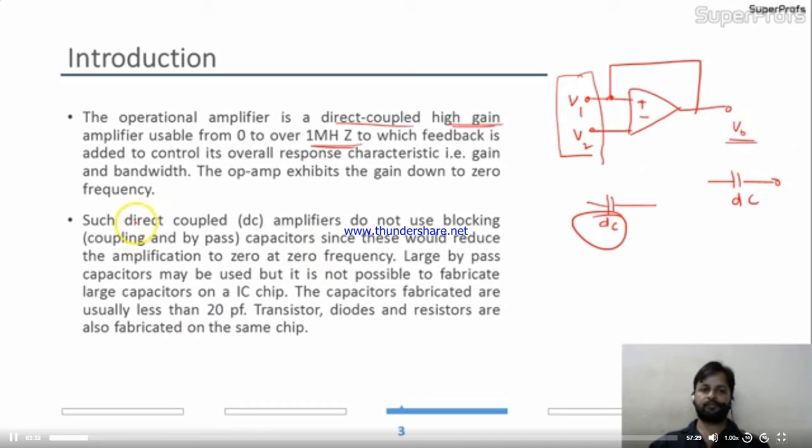So such direct coupled DC amplifiers do not use blocking capacitors, since this would reduce the amplification to zero at zero frequency. Okay, a large bypass capacitor may be used, but it is not possible to fabricate large capacitors on an IC chip. The capacitors fabricated are usually less than 20 picofarad. Transistors, diodes and resistors are also fabricated on the same chip. So we are introducing this Opamp in an IC chip.